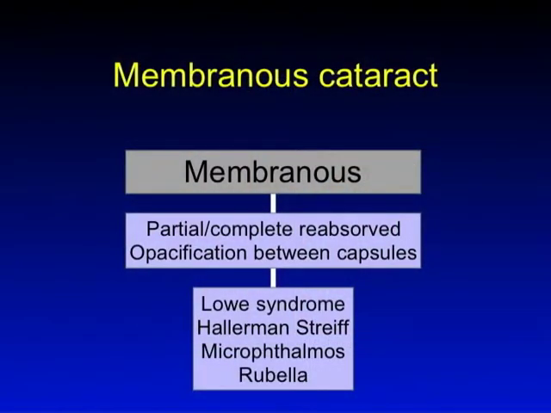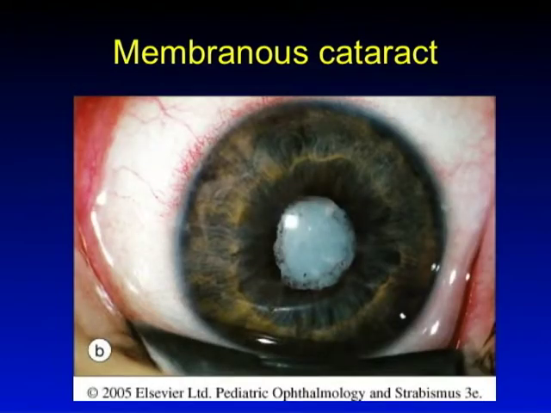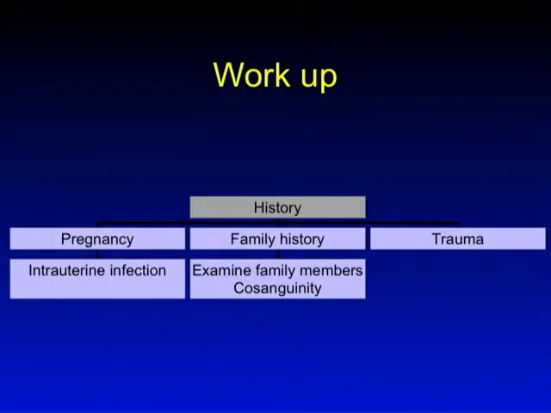Okay, membranous cataract, that's the last one that I wanted to mention, and rubella, like this. So how do we work up patients? Just remember this, unilateral cataracts don't need workup. Bilateral cataracts need to be worked up. And this is what I'm mentioning here, the workup for a bilateral cataract. So the first thing is pregnancy. Second part is family history, because we know that the second most common cause is autosomal dominant. And then we look for trauma.